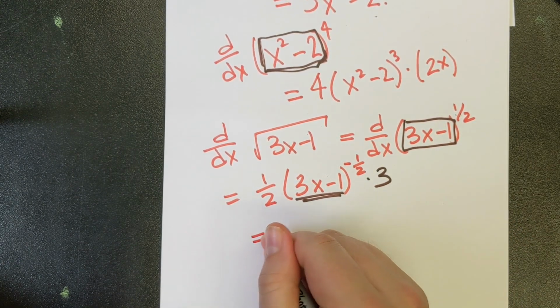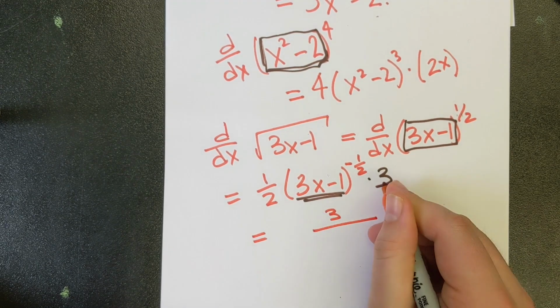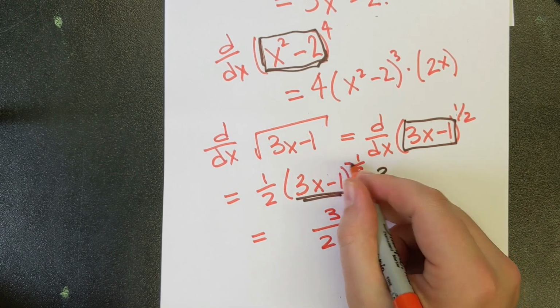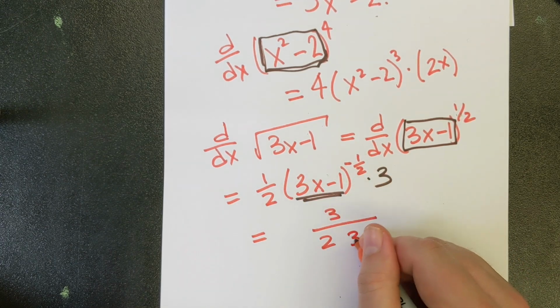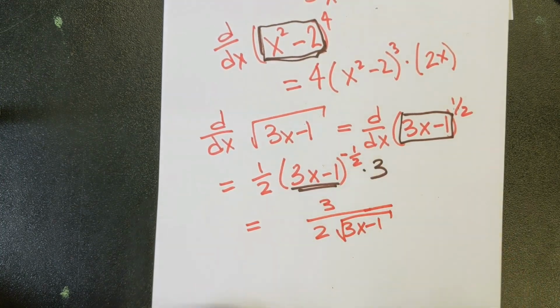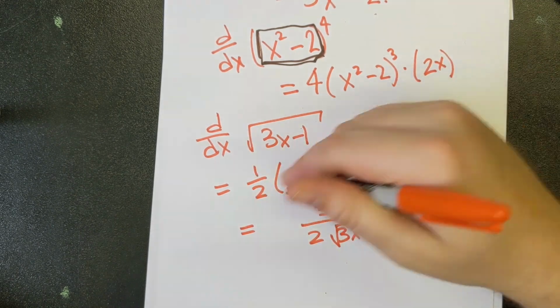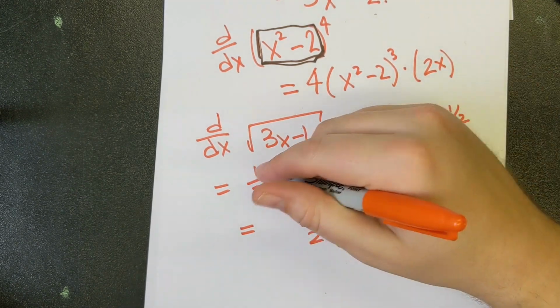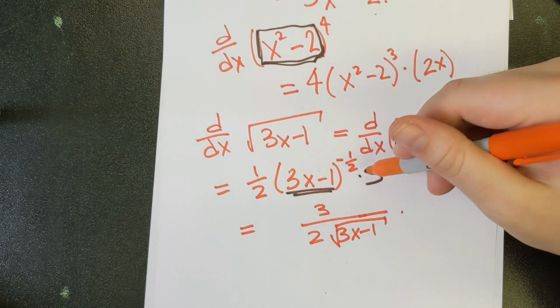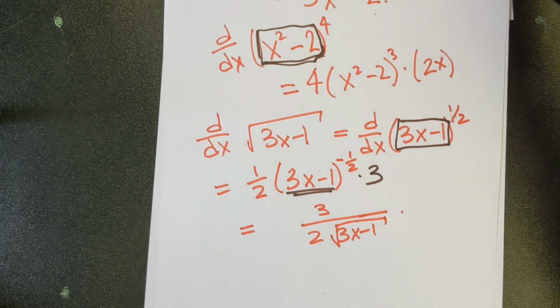If I wanted to, I could rewrite this as 3 over 2, and this negative 1/2 is the same thing as the square root of 3x minus 1. I'm on the bottom because it's negative, square root because it's a half. You could leave it like this also. You'd probably write 3 halves, combining the 3 and the half. But you could leave it as the negative 1/2 power, or put the square root on the bottom, and that's fine.